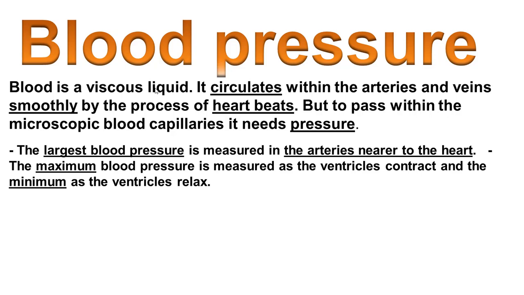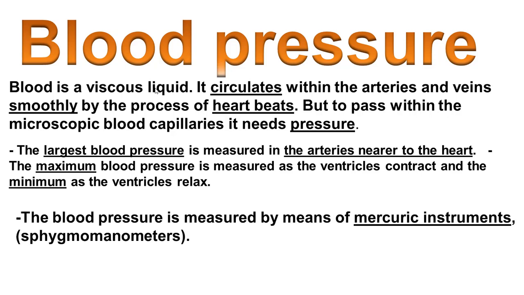The largest blood pressure is measured in arteries nearer to the heart. The maximum blood pressure is near the heart. Blood pressure is maximum as the ventricles contract and minimum as the ventricles relax. The blood pressure is measured by means of an instrument named the mercury instrument or sphygmomanometer.